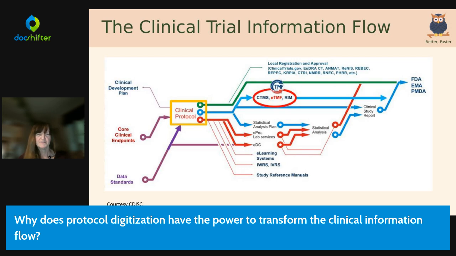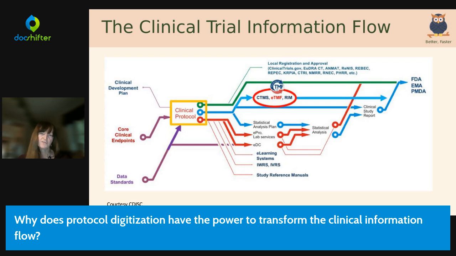In addition, because it's not digital, we don't have the ability to automate the way we would like in order to drive those downstream processes. If you look at some of those downstream processes, first of all, there is the one that ICH M11 is really focusing on: this single green line going down to FDA, EMA, and PMDA, and obviously many other health authorities. That is sending the protocol to the agency.